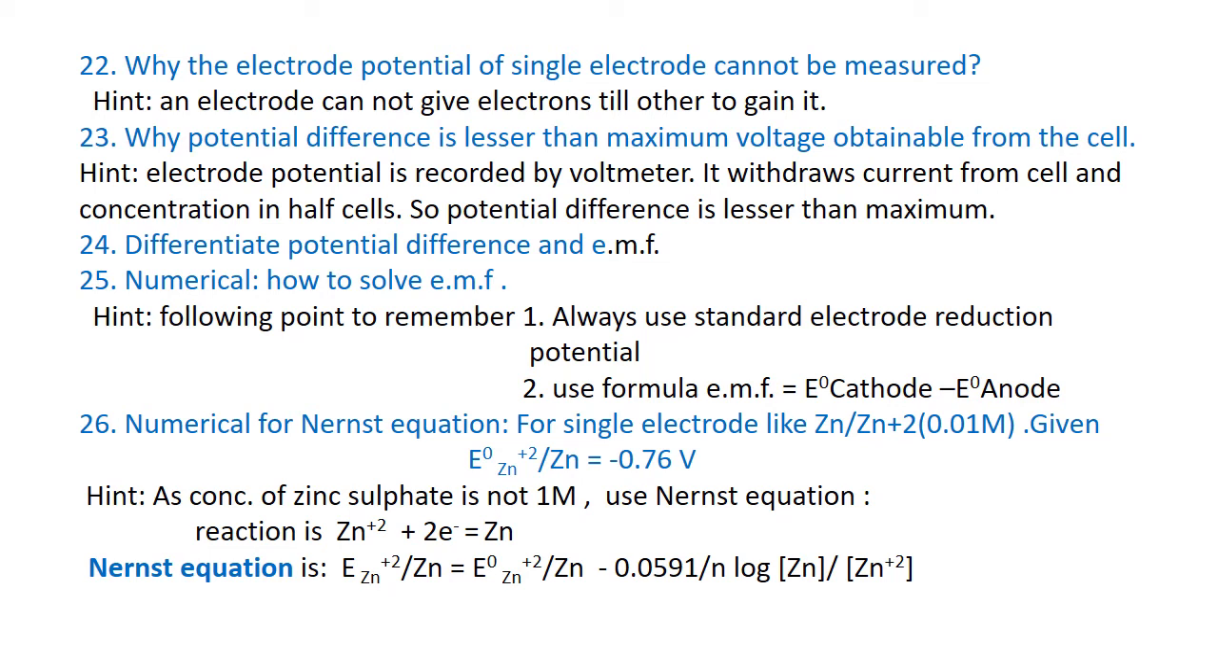Question number 22, you have to remember why is electrode potential of single electrode cannot be measured, because a single electrode can neither lose nor gain electrons. So we have to take the pair of two electrodes, then we can find out the electrode potential of anyone. Why potential difference is lesser than maximum value? Because electrode potential is recorded by voltmeter and it withdraws current from cell and concentration in the cell changes, so value will be different from maximum.